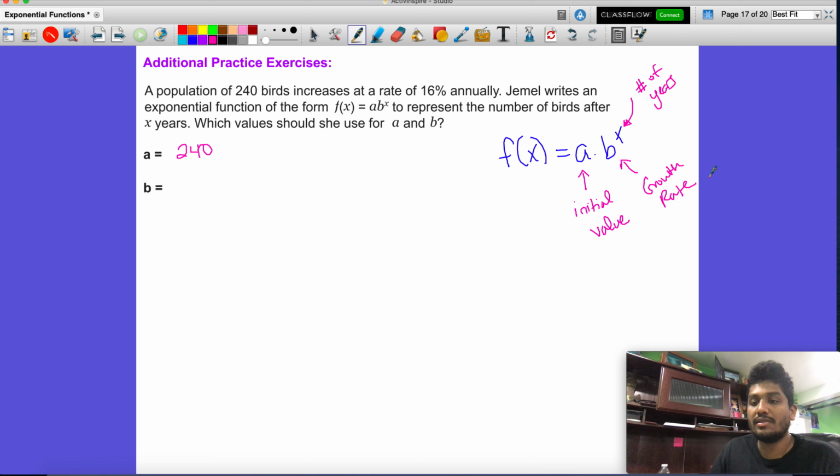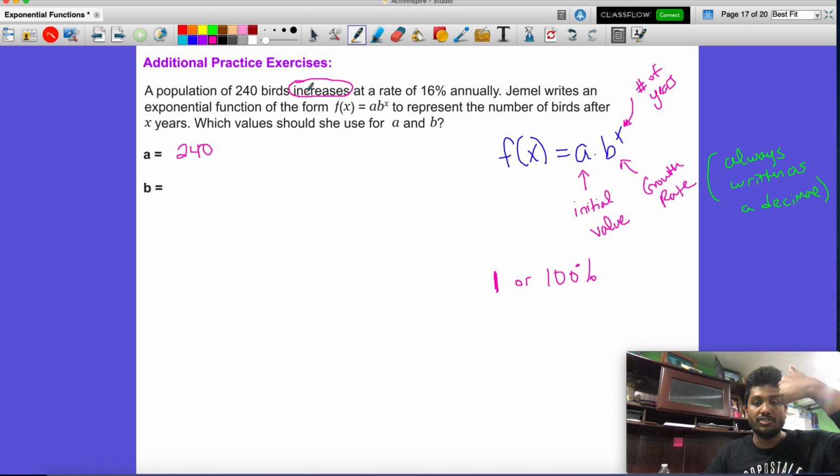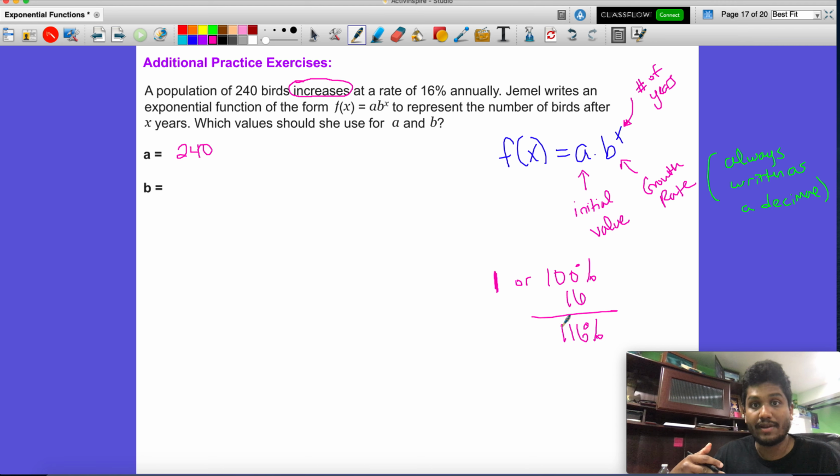Now what I should really specify is the growth rate is always written as a decimal. Right now everything starts at this nice 1, or you can think of it as 100%. And from 100% you can either increase or you can decrease. So in this question, you should annotate these words, it's increasing. So we're going to be going above 100. How much above 100? 16%. So this is going to be 116%. That's what our growth factor is going to be.